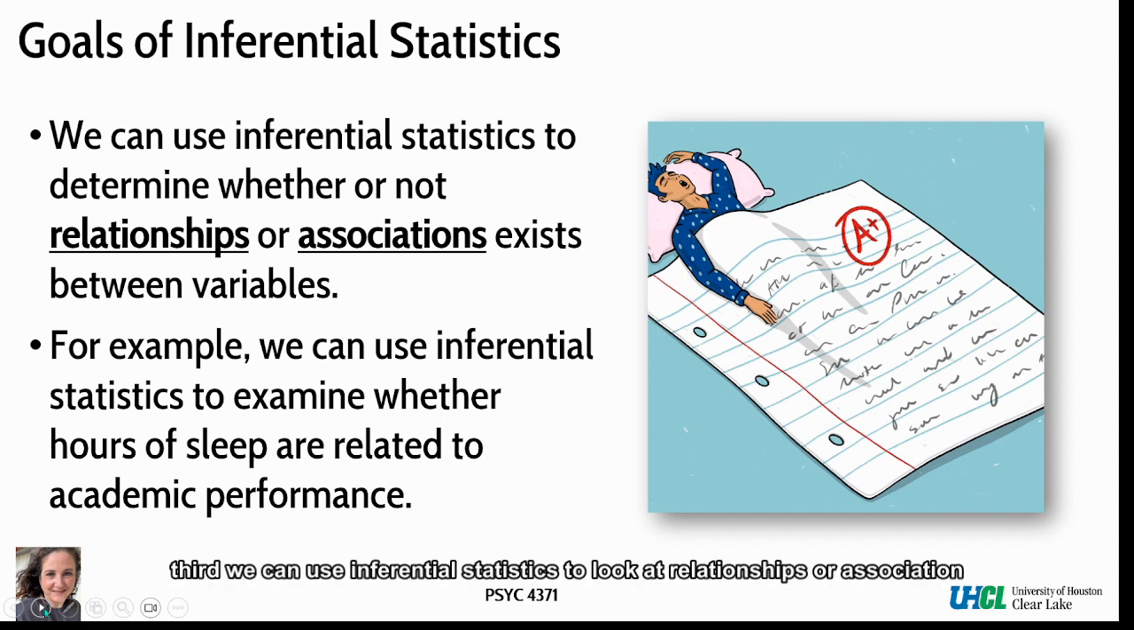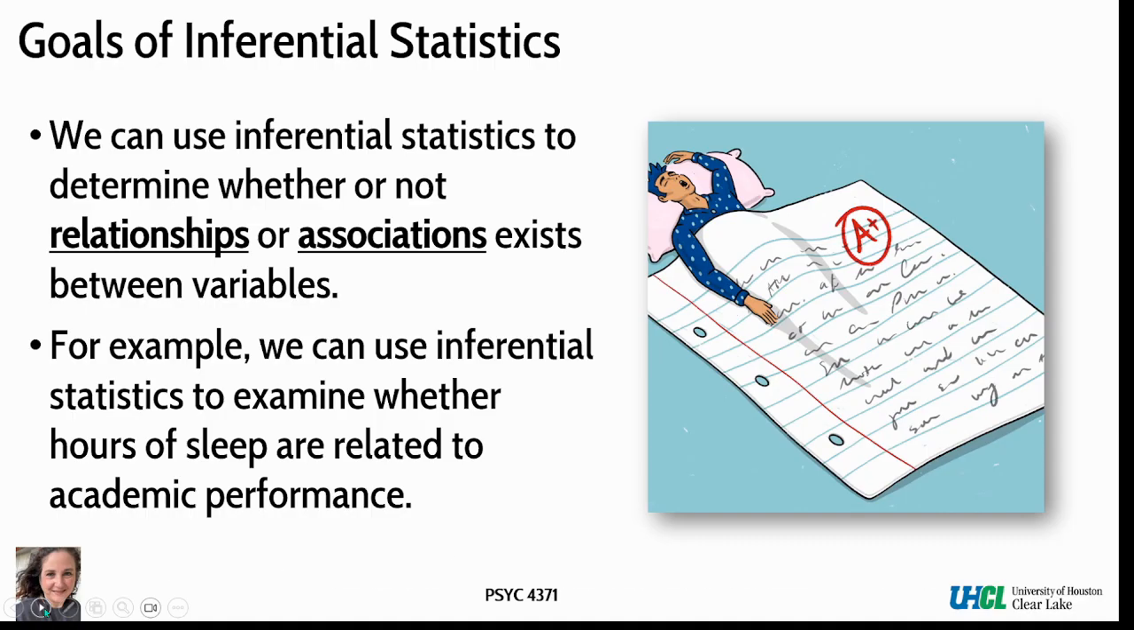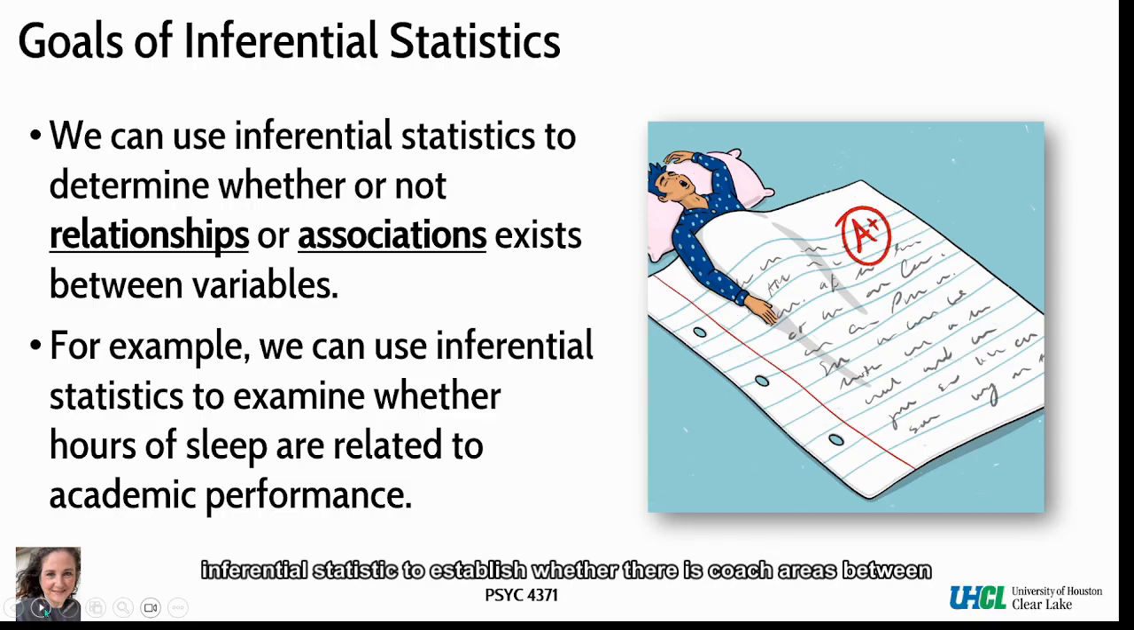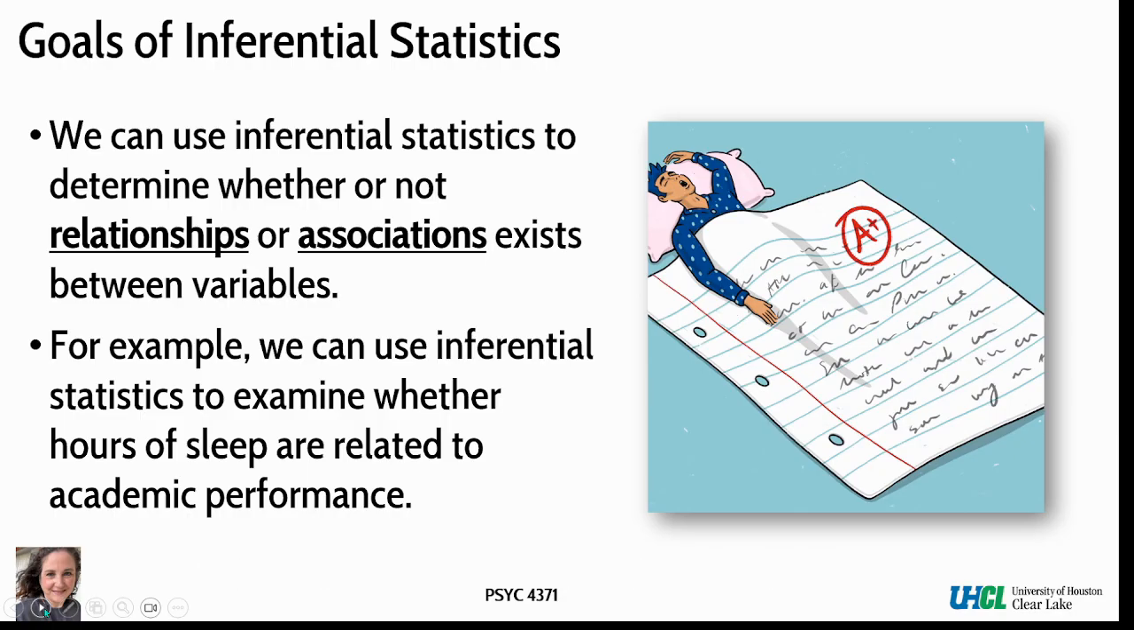Third, we can use inferential statistics to look at relationships or associations. So we could go back and we could use correlation as an inferential statistic to establish whether there is covariance between the number of hours of sleep and your academic performance.